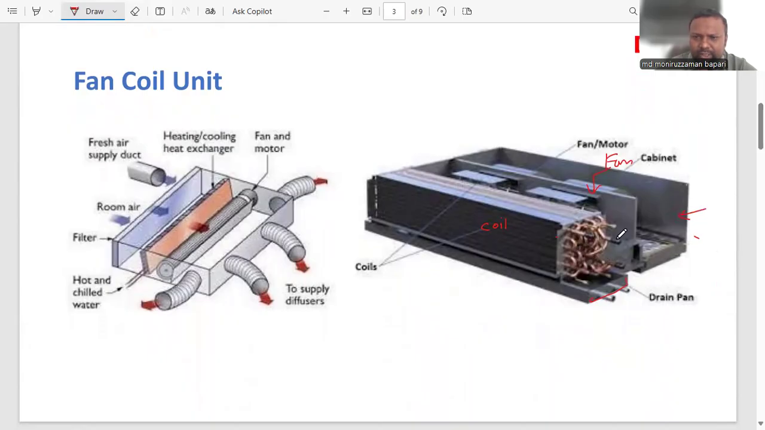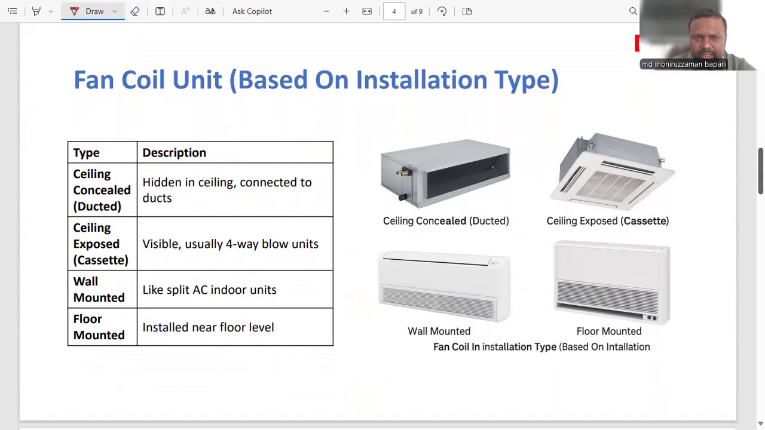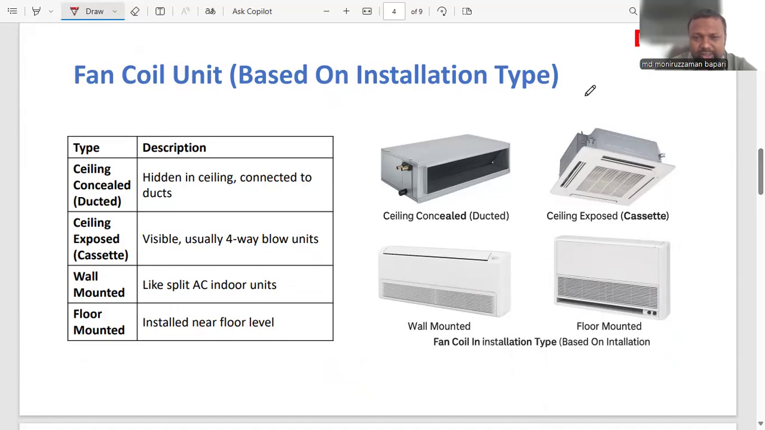This type of unit is actually a ducted type unit. So there are many types. Basically, based on the installation, we have four different types. One is the ceiling concealed, the ducted one. So the picture we have seen earlier, that one is ceiling concealed, ducted. And we have the ceiling exposed, like a regular cassette unit, or we have the wall mounted unit. These are also FCUs, or we can have a floor mounted unit. So depending on our requirement, we can use either of them.